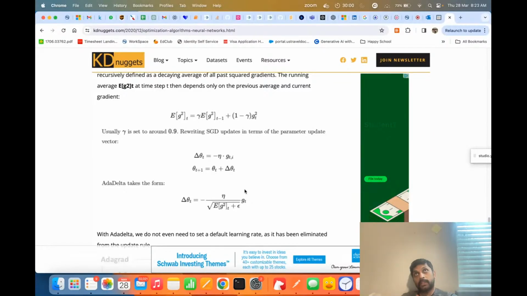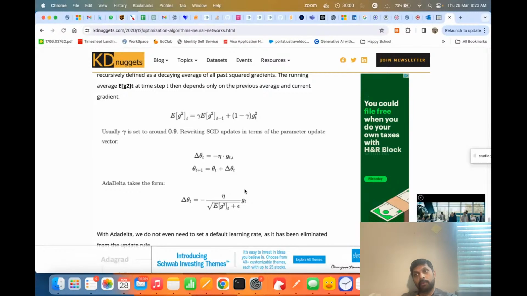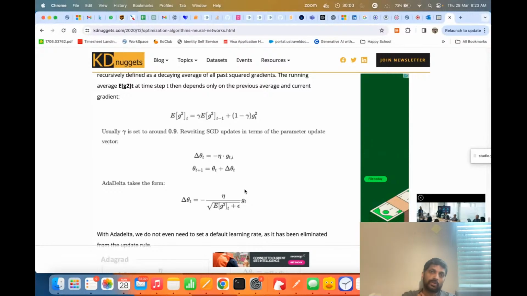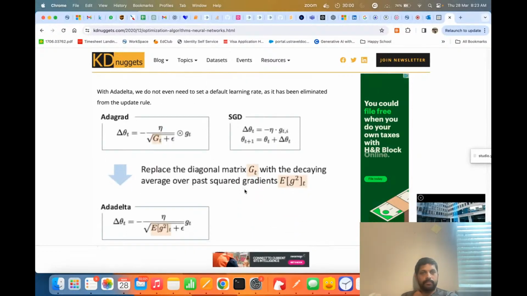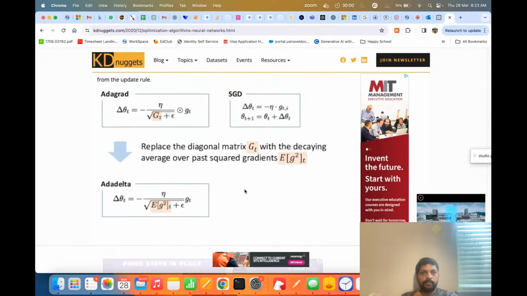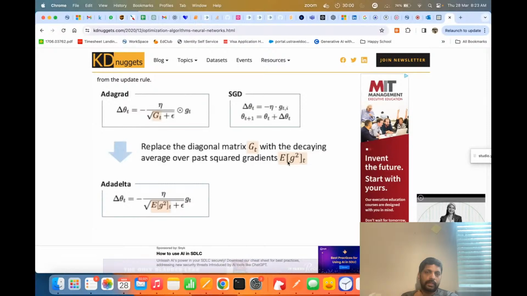The rate of reduction in the learning rate is proportional to the square of the change in the cost. That's how they keep moving the learning rate so that it doesn't get too low and the steps don't get too small during convergence; it becomes meaningful. So Adadelta replaces the diagonal matrix G_t with the decaying average of past squared gradients, E[g^2]_t.